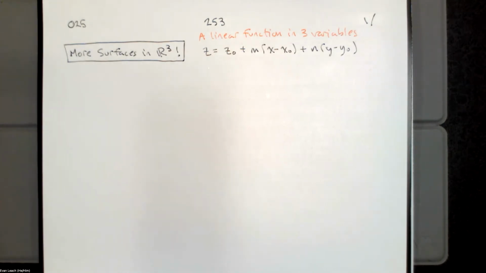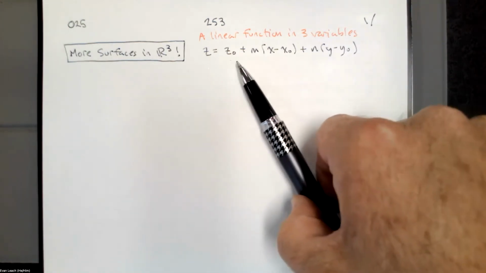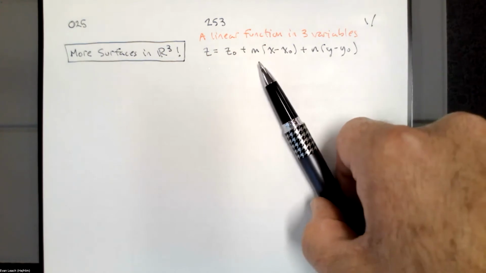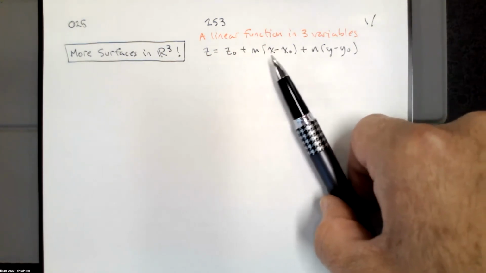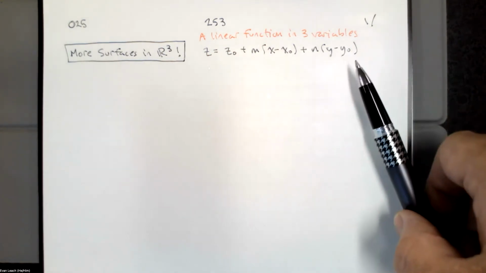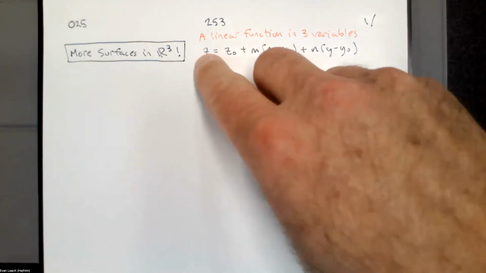Yesterday, we talked about linear functions in 3 variables. And the construction was the same as a linear function in 2 variables. Start the z value at z naught. And here's our slope in the x direction. And then we have a slope in the y direction. So we just have 2 different slopes.